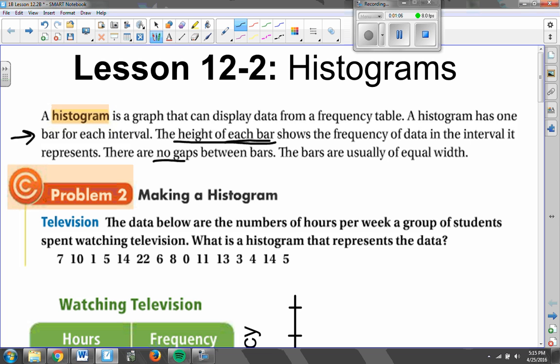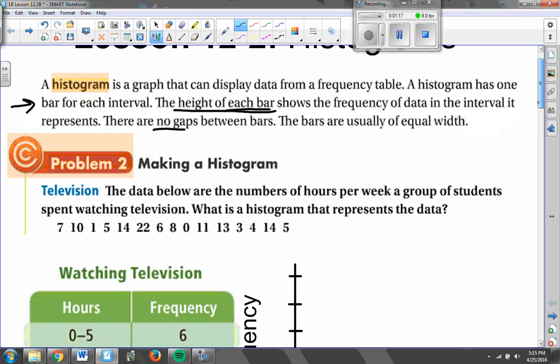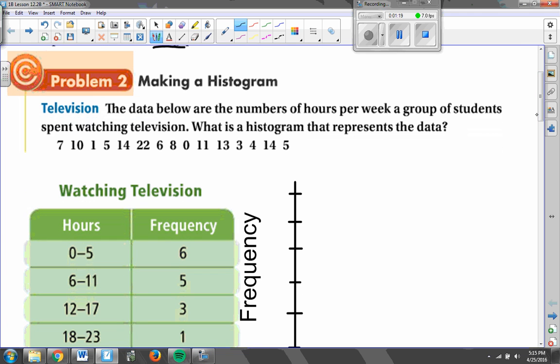Always. So, as we were doing before, when we create our frequency tables, we want to make sure our intervals are always the same width. For example, here's a problem that shows the number of hours per week that a group of students spend watching television. In a week, in 7 days, this is the number of hours that kids spend watching TV. And they want us to make a histogram to represent this data.